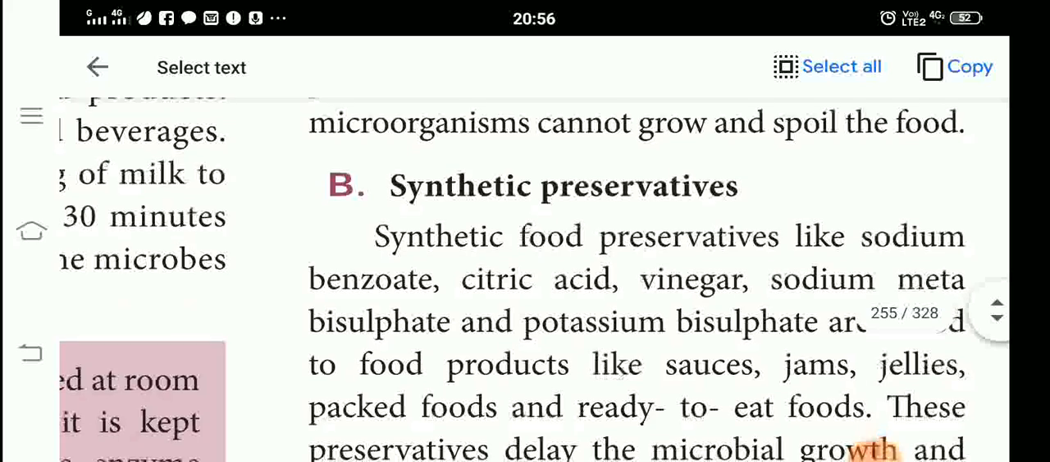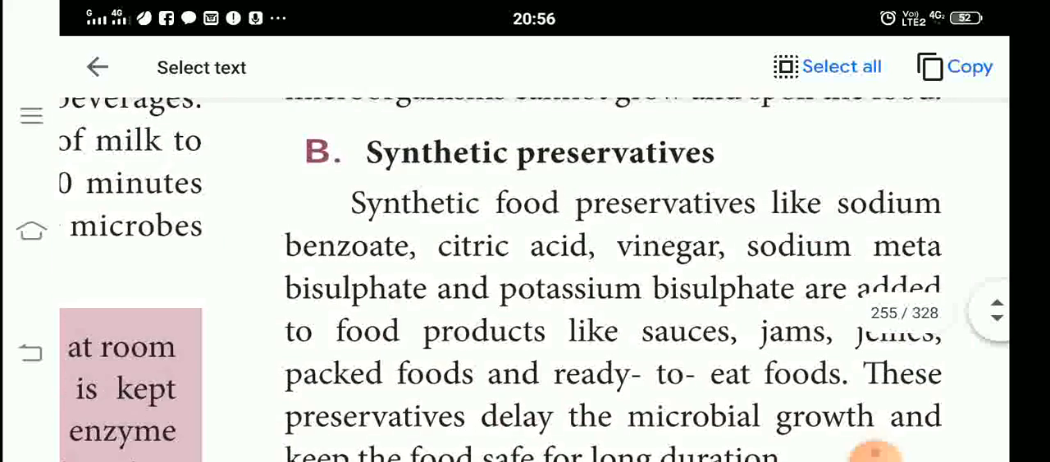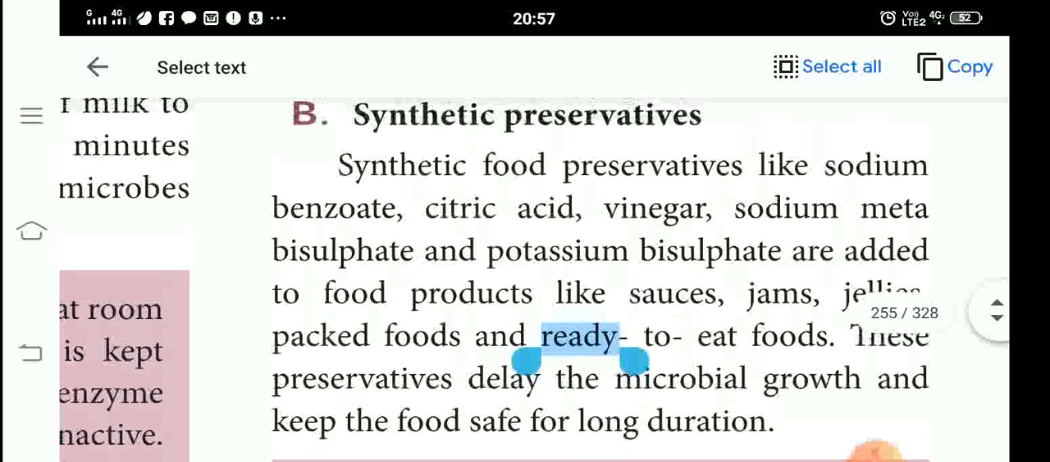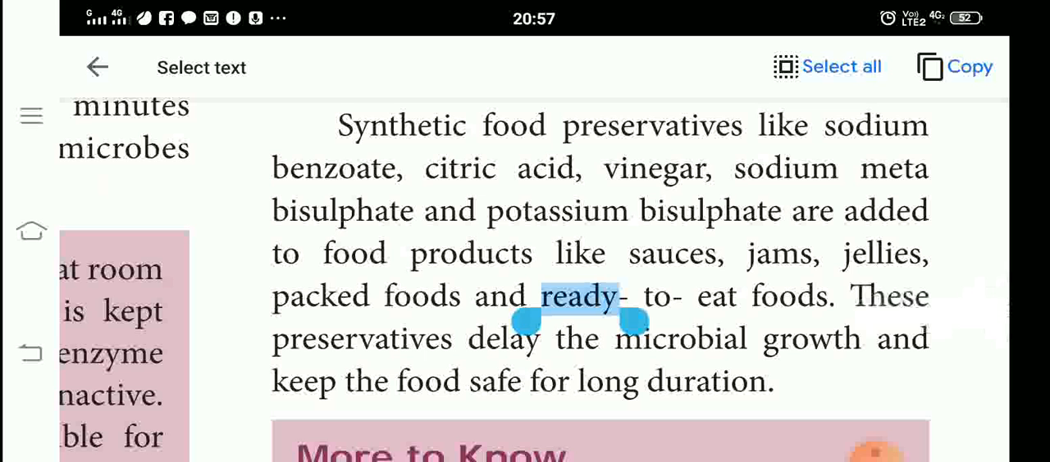Then the next one, synthetic preservatives. Synthetic preservatives include sodium benzoate, citric acid and vinegar. In juices we are using vinegar now. Vinegar, sodium bisulfate and potassium bisulfate are added to food products like sauces. In some sauces we are using vinegar. Then jams, jellies, packed food and ready to eat foods.